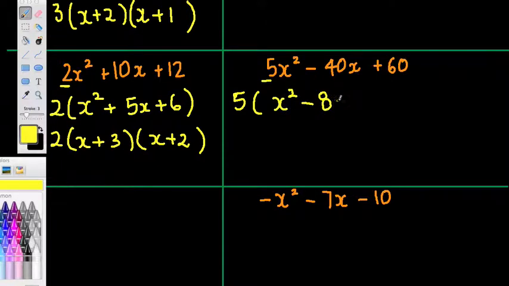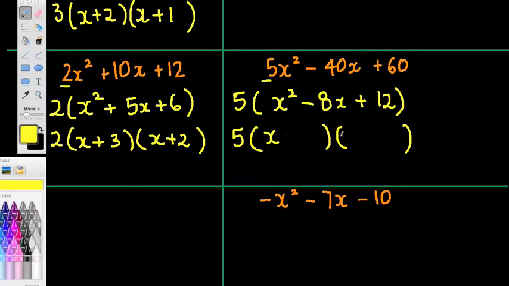5 8s are 40 and 5 12s are 60. Don't forget your negative. Always check for those negatives. Okay, 5 is left out the front. 2 brackets, x, x. Now we've got two numbers multiplied together to give 12, but add together to give 8. So what have we got? 6 and 2, 12 and 1, 4 and 3. So I need 8. I can see these two here have a difference of 8.